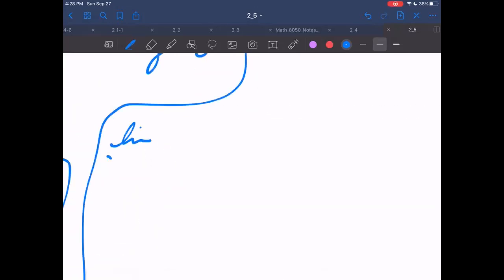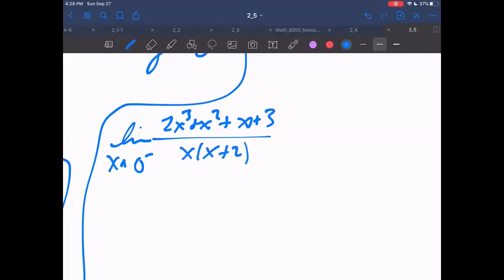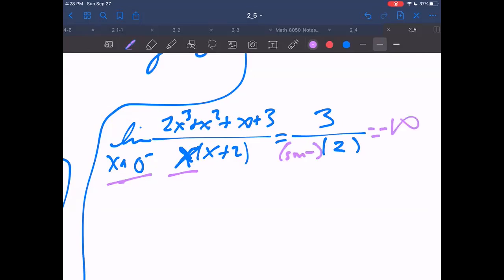If we've got the limit as x approaches 0 from the left of our function, 2x cubed plus x cubed, or sorry, x squared plus x plus 3 over x times x plus 2. We can plug 0 into the numerator and we get 3. If we plug 0 in for x plus 2, that'll give us 2. And 0 here, we can't just plug it in because that would give us 0 in the denominator. But if we're looking at 0 from the left, it'll be some negative number. So that'll mean our answer will be negative infinity.